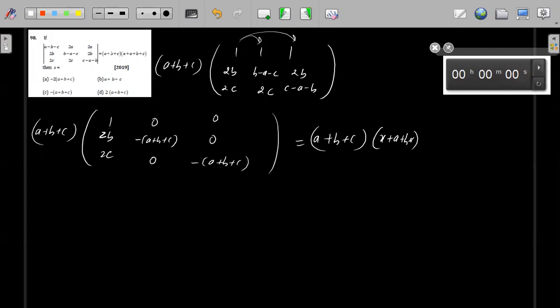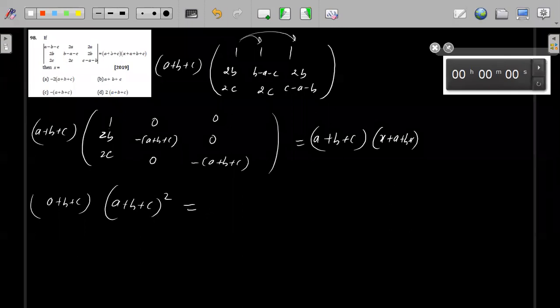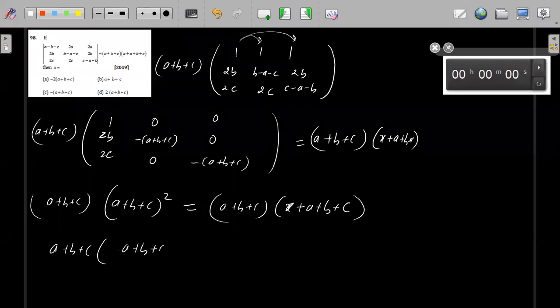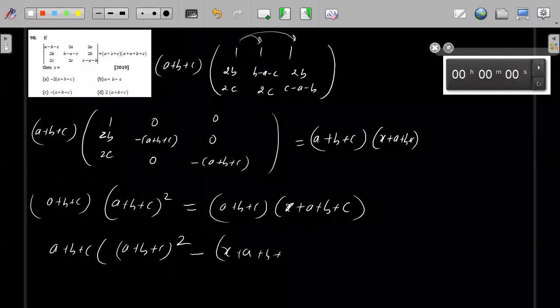Now see, this total thing is A plus B plus C into 1 into this into this. So this is A plus B plus C, this is A plus B plus C whole square. That means this total thing is A plus B plus C into X plus A plus B plus C, right? Understood? If I take this thing to the other side, and take A plus B plus C common, we get A plus B plus C whole square minus X into A plus B plus C is equal to 0.